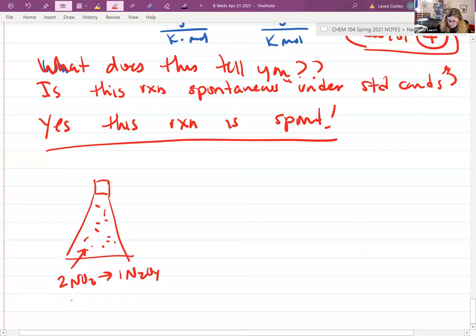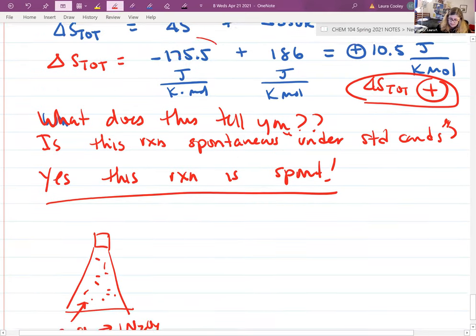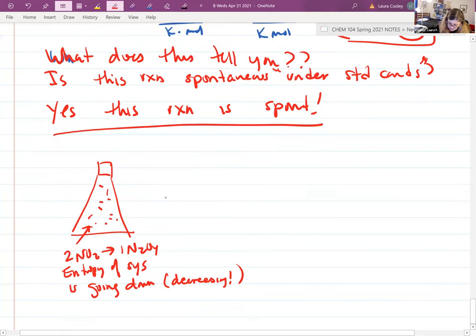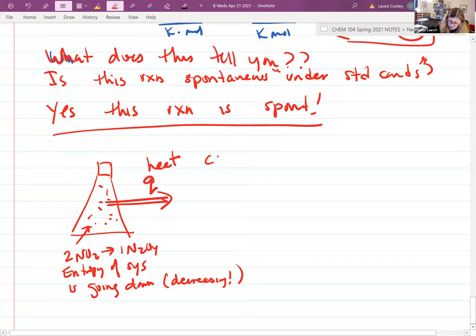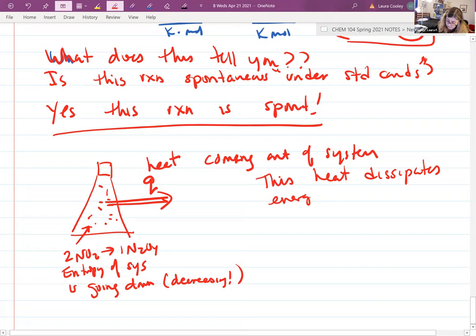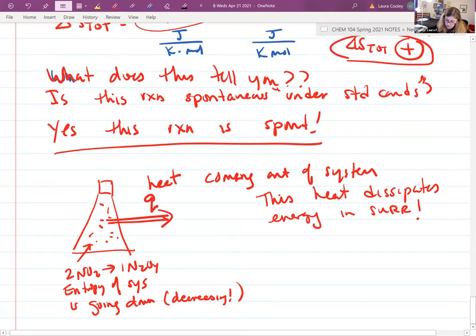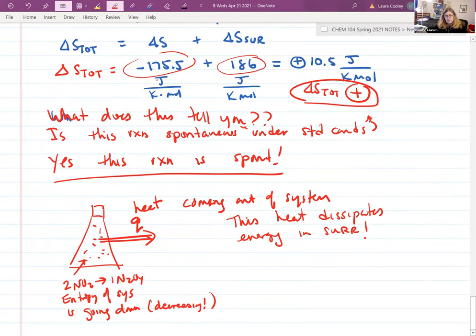So we're actually reducing the entropy of the system. It's decreasing. Right? We have that negative 175 here. The reason why this reaction happens spontaneously is because we have a fair amount of heat coming out of the system. And what does this heat do? It heats up the surroundings and it dissipates energy in the surroundings. And if you look at the equation, you see that more heat is dissipated in the surroundings than the negative delta S of the system. So overall, you can create some kind of order in the system if you're creating more disorder in the surroundings.